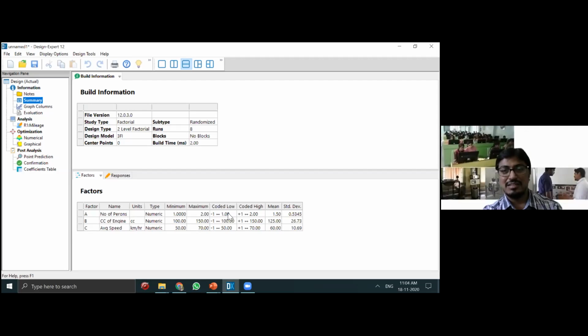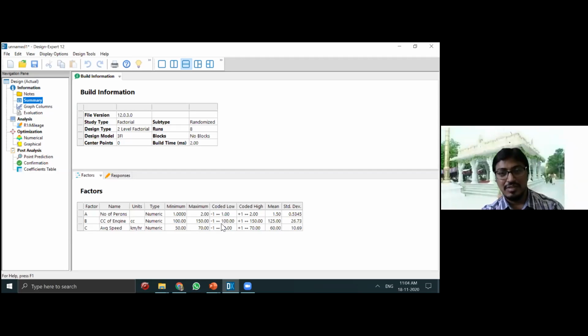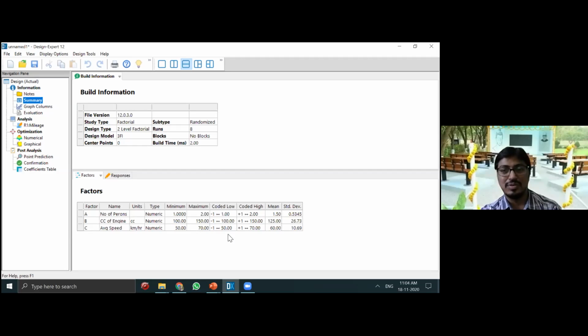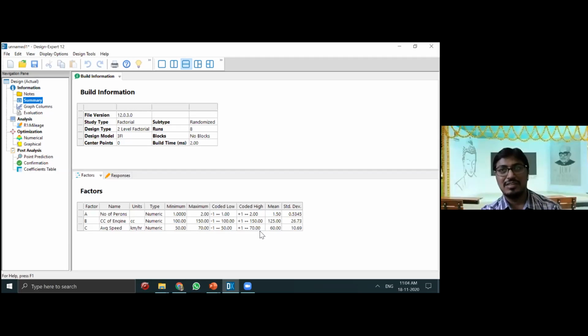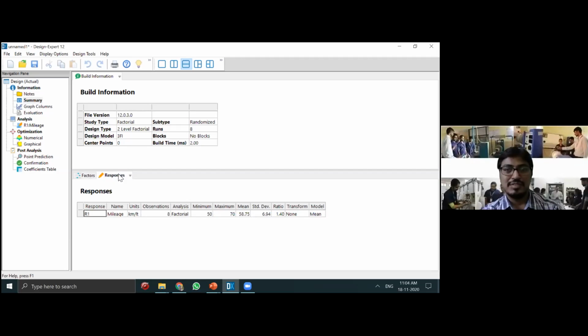Coded level is -1 and 1. For number of persons, -1 is 1. For cc of engine it is 100, and for average speed it is 50. So the lower end is 100, and for the higher end it is 2, 150 and 70. So here also you have not made any mistakes. So this thing is fine. Mean and standard deviation, you will be knowing. So these are some of the information, and responses you are looking for.